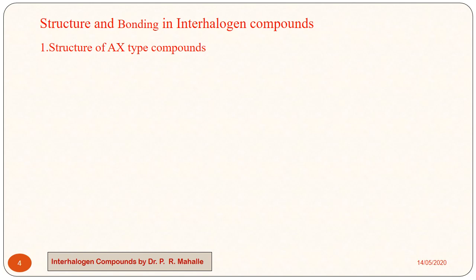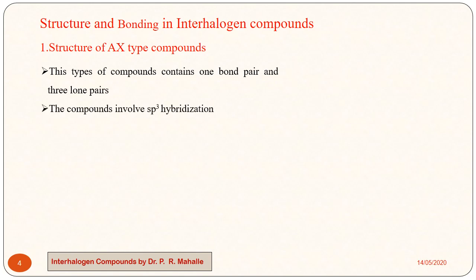The first type is the structure of the compounds of AX type. These types of compounds contain one bond pair and three lone pairs, and this compound involves sp3 hybridization.